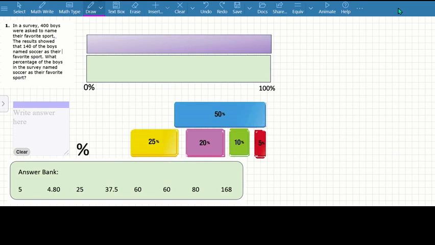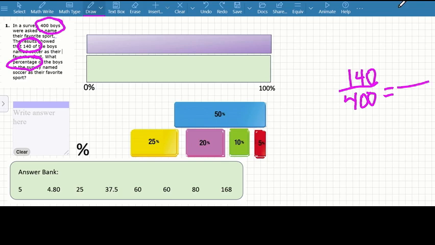I have a scenario where I am being asked to identify the percentage of students when 400 boys are surveyed and 140 responded that soccer was their favorite. I need to identify what percentage of boys that represents. I could set this up as a proportion, putting 400 as my total and 140 as my part. When I convert that into a number over 100, I will be able to calculate my percent. That is the mathematical way of doing that.